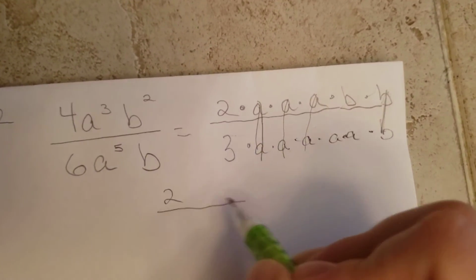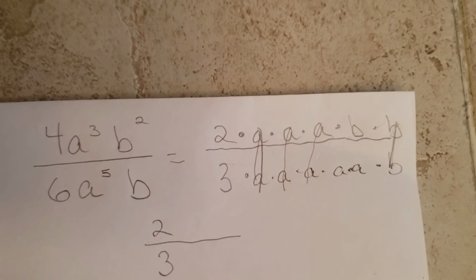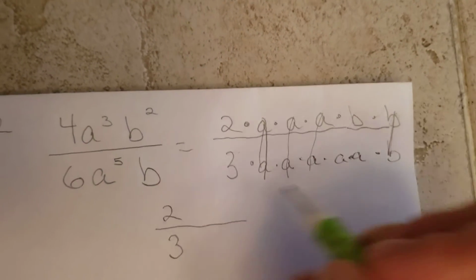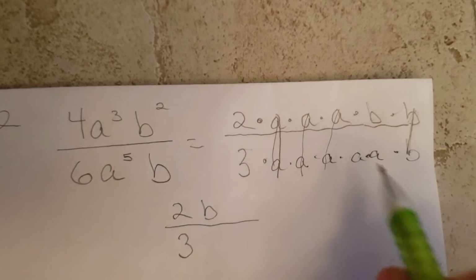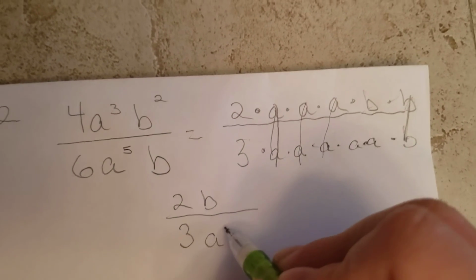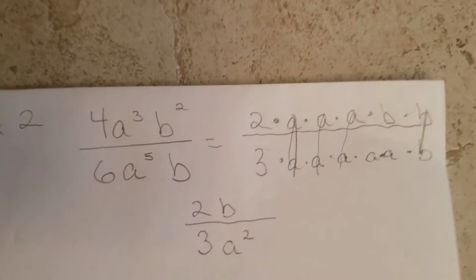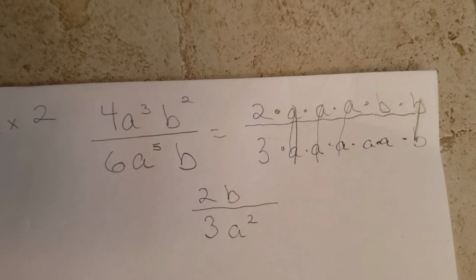Okay, don't lose your coefficients here. I still have my 2/3. In my numerator, I am left with a B. So 2 times B, 2B. In my denominator, I'm left with 2 A's that are being multiplied together, so A to the 2nd power. So I'm getting 2B over 3A squared.